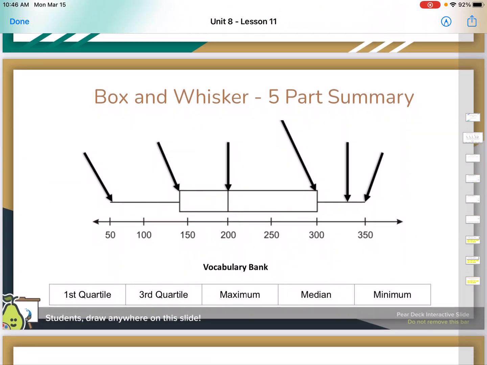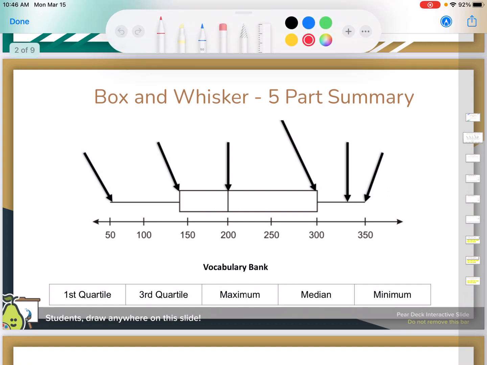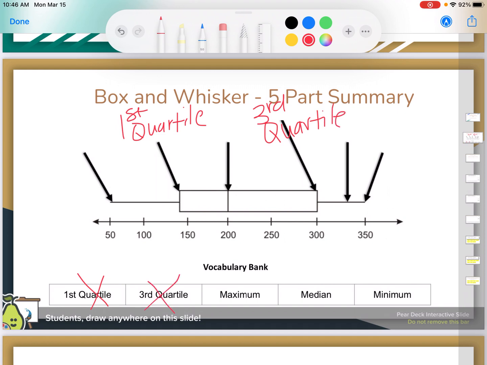So the first part says label the parts. So you've got a vocabulary bank. So I know that my first quartile from the lesson yesterday is right here. I know my third quartile is right here. So they make up the ends of the boxes. The maximum is the largest number. The minimum is the smallest number. And then the median is in the middle of the box and whisker plot. So the median is right here.